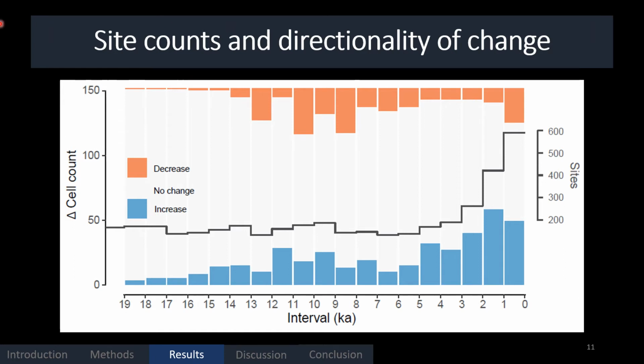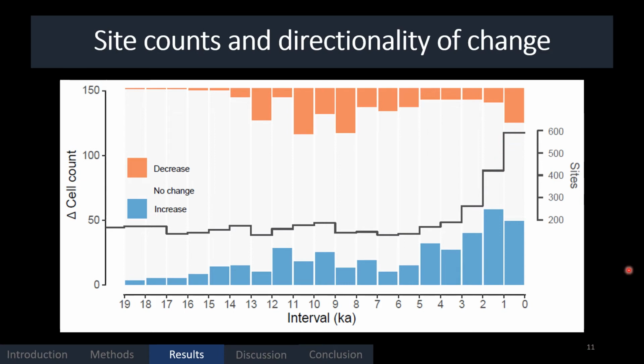So here's what that looks like summarized over one plot. Each of these intervals here corresponds to a map, and these bars correspond to the number of cells that indicate a particular color or direction. So here, this 19 to 18 interval represents increases with respect to the previous interval, 20 to 19. We also have a line here just to count the number of sites over time.